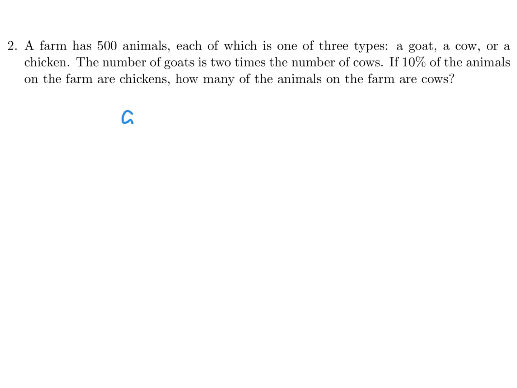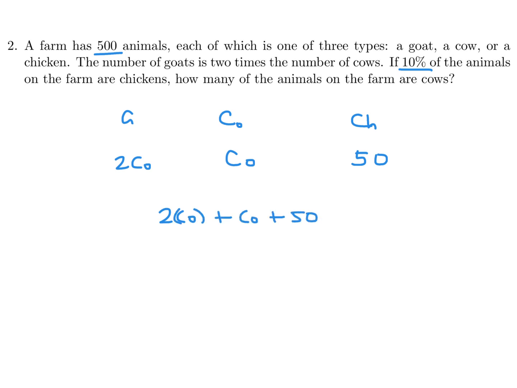We've got goats, cows, and chickens. So 2CO is basically the number of goats, 2 times the number of cows, as the question states. The cows I don't know, and the chickens they're saying is 10% of 500, so it's 50. So the total is 2 times cows, plus cows, plus 50.